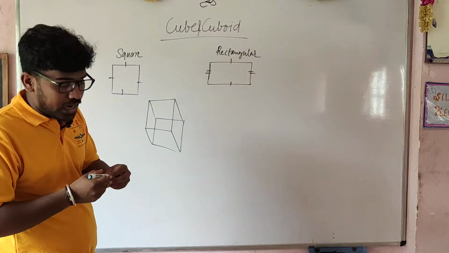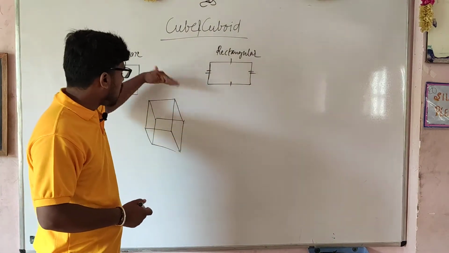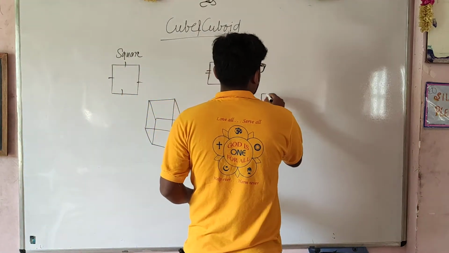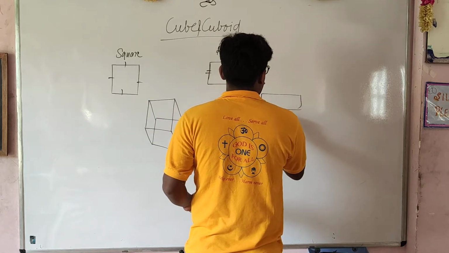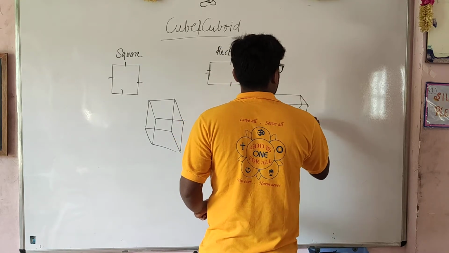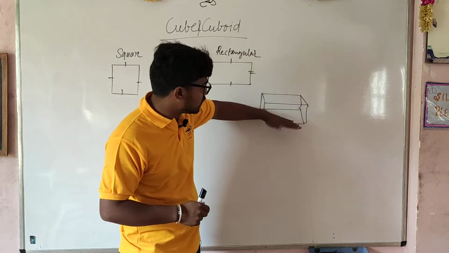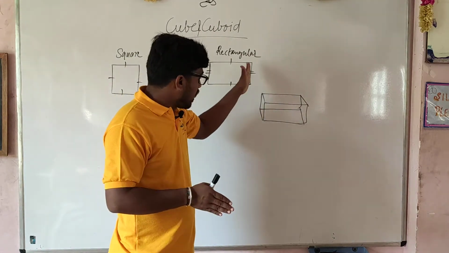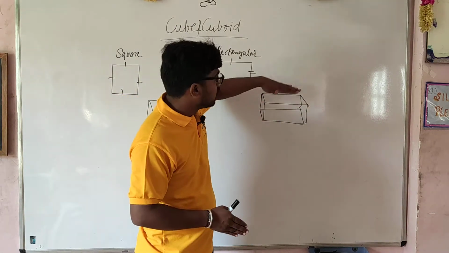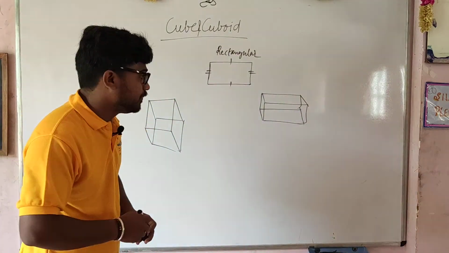There are totally 6 sides in a cube, and all the sides are equal. Opposite sides, all the 6 sides are equal. And in a cuboid, opposite sides are equal. You can see one side and its opposite are equal. And here is one side and there is one side, they both are equal, and the top and the bottom. Totally there are 6 sides and those are also equal in pairs.